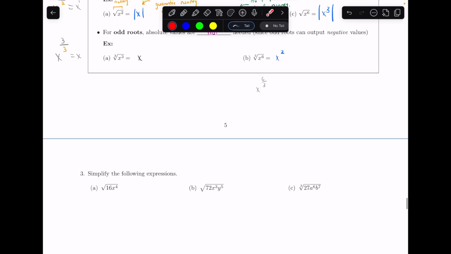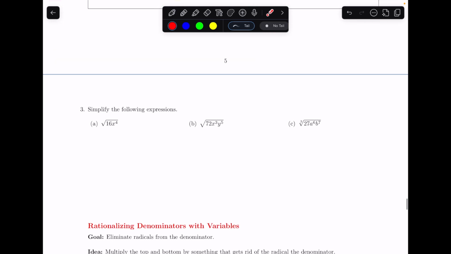Okay, so let's flip the page. Let's do some examples. Let's up the difficulty a little bit. So let's simplify the following expressions. So for A, I got this square root of 16 x to the fourth. And when things inside are being multiplied, I'm allowed to distribute the power. So I'll get square root of 16 times the square root of x to the fourth. I know the square root of 16 is 4.